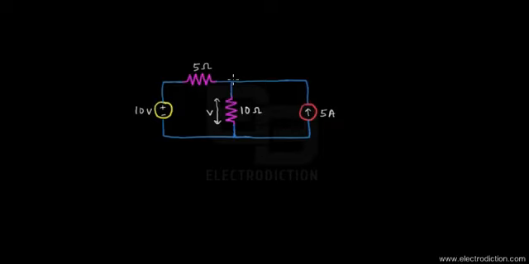Let's first name the terminals. Let's call this terminal A, and this terminal B. So we have two nodes, known as nodes A and B. Let's first start with eliminating the current source. That's going to be our step one, and we're going to modify the figure for that step.